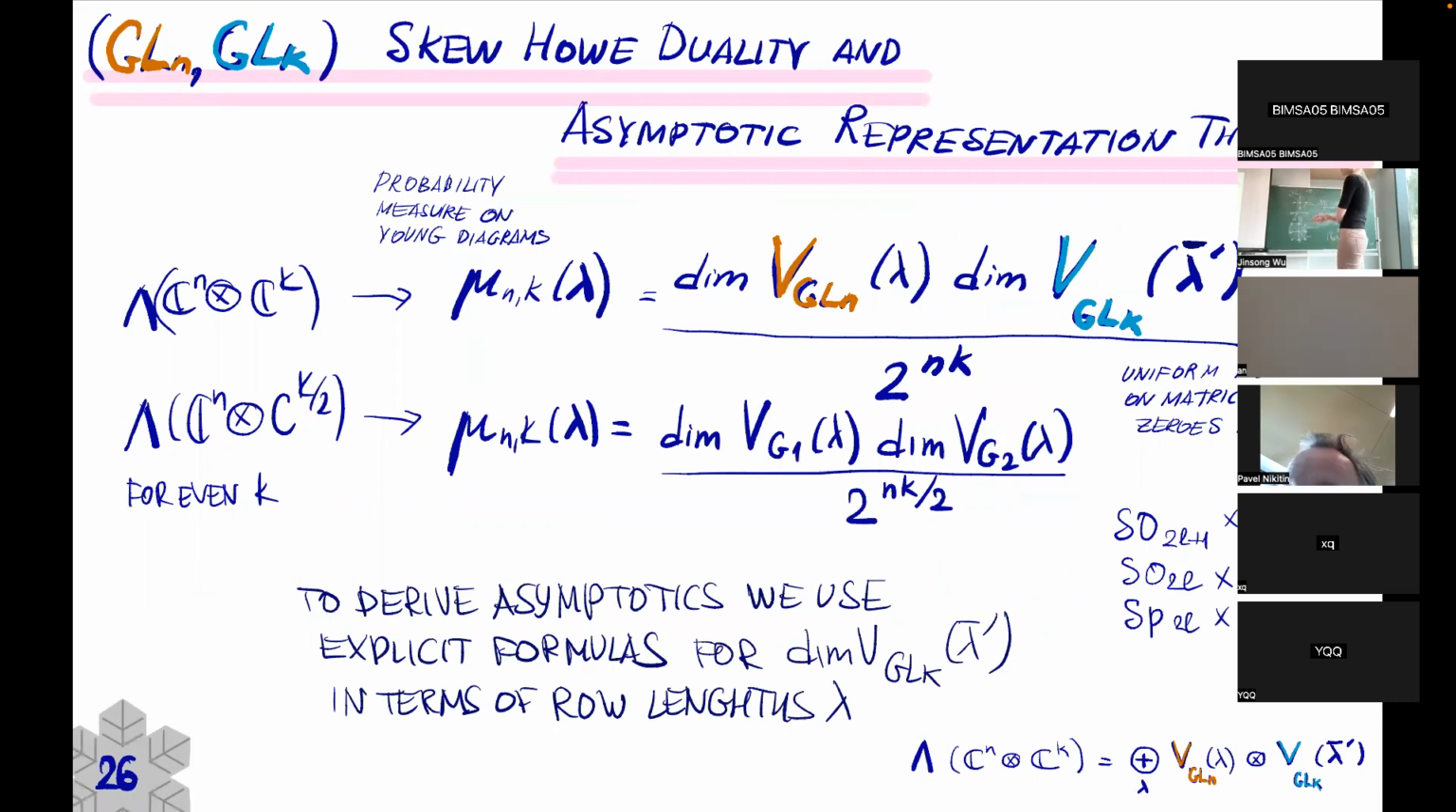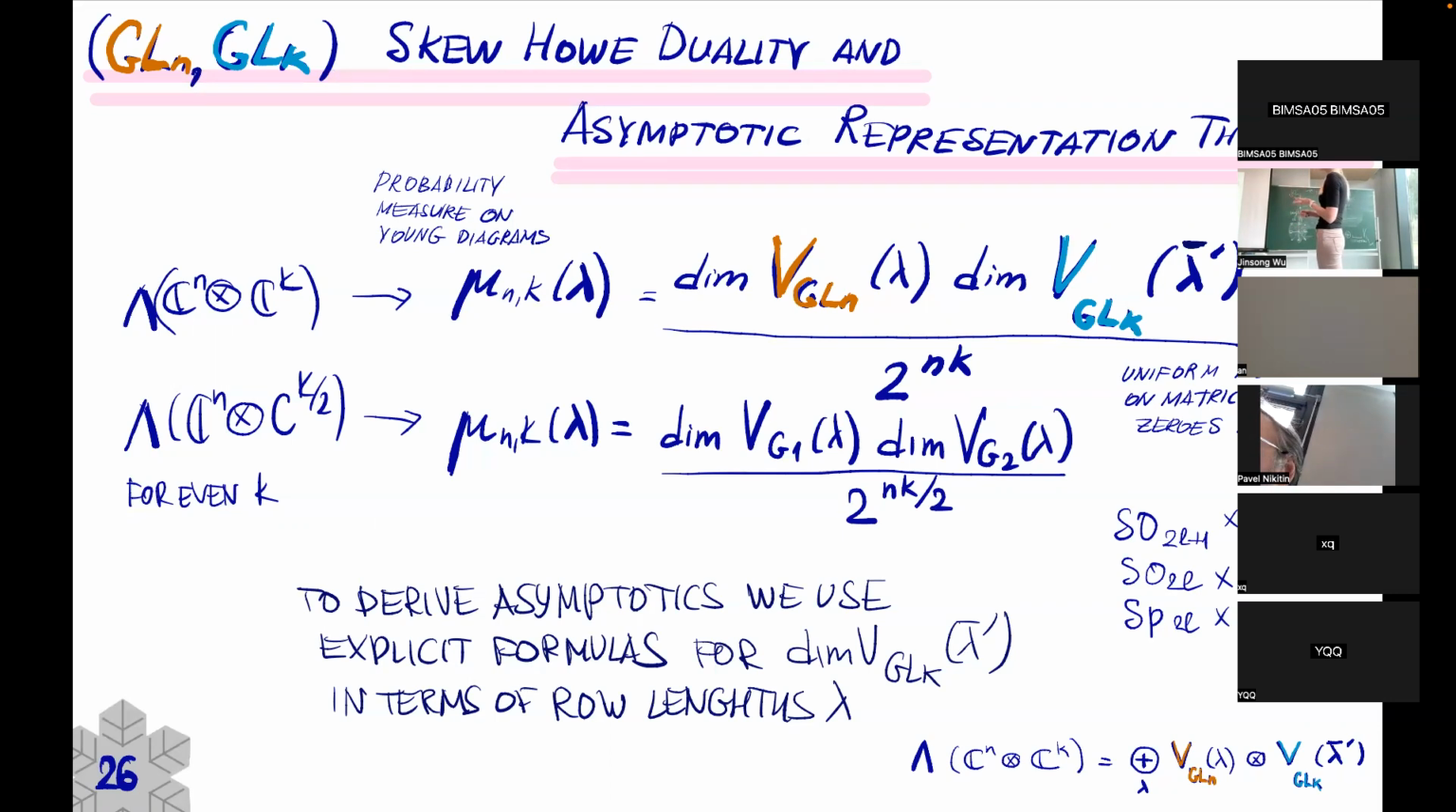So again, just as in the very problem in the statement of Kirillov, we can introduce the probability measure on Young diagrams for the GLN, GLN case. So consider just the example of the GLN, GLN case with high value. It's actually a uniform measure on matrices of zeros and ones. Again, for the other pairs of Lie groups, we can consider the following measure. And the important thing is that now we can try to derive the asymptotics.